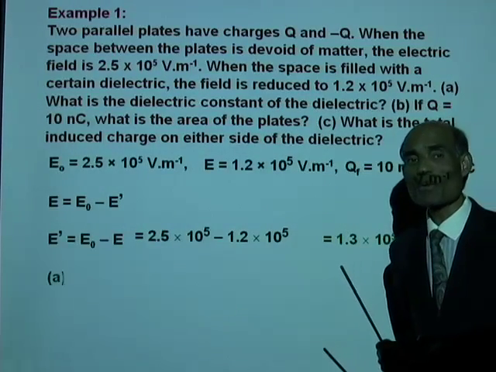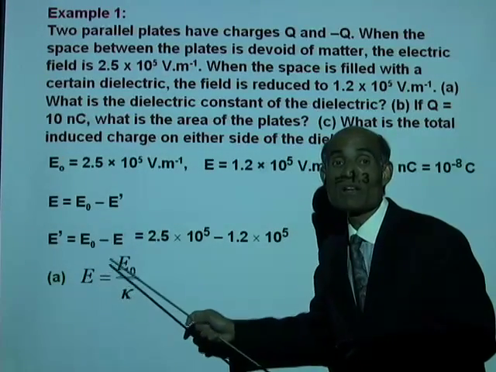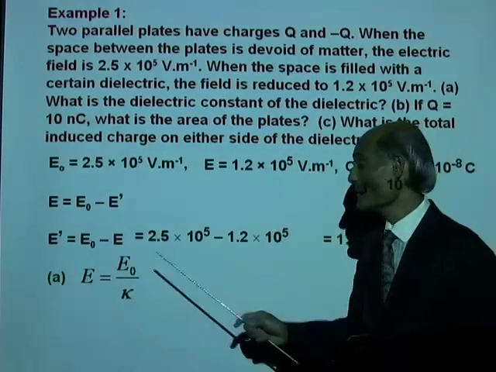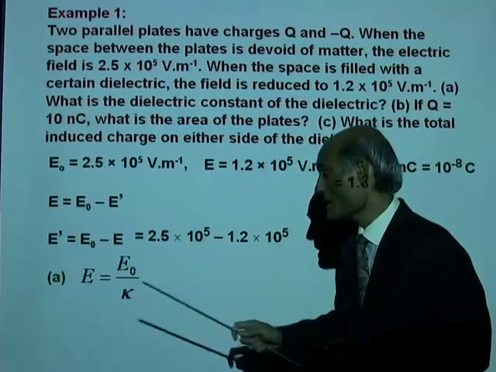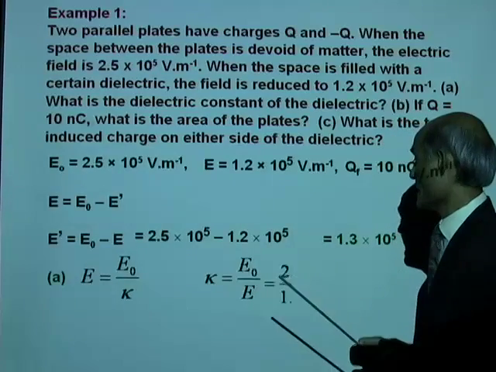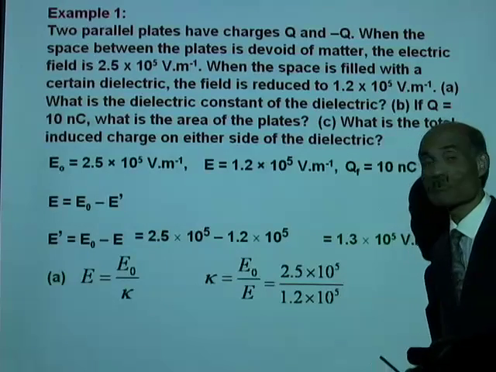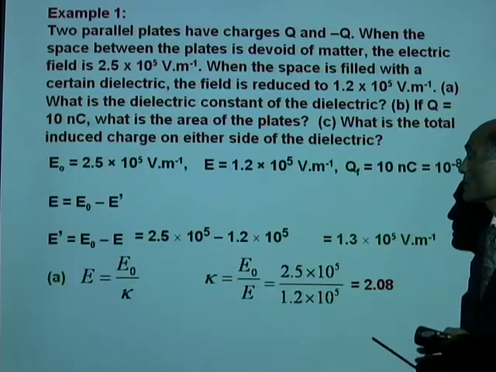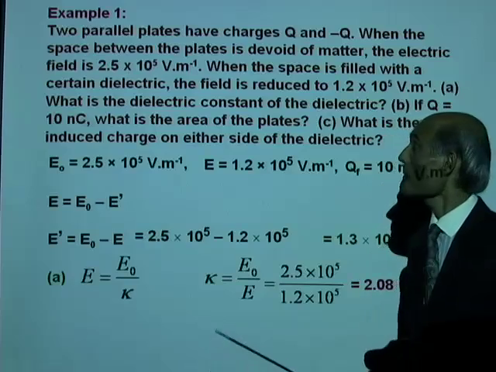Now we need to find the dielectric constant of the dielectric. Now can you recall an equation for that? Well, E, the net field, equal to E0 divided by K. Now we know the net field, we know the original field, and therefore kappa equal to E0 divided by E, and that will be 2.5 times 10 to the 5 divided by 1.2 times 10 to the 5, and that will be 2.08, the value of the dielectric constant.